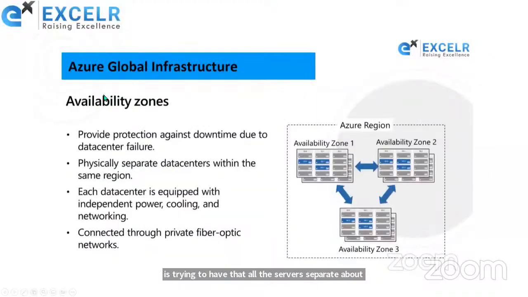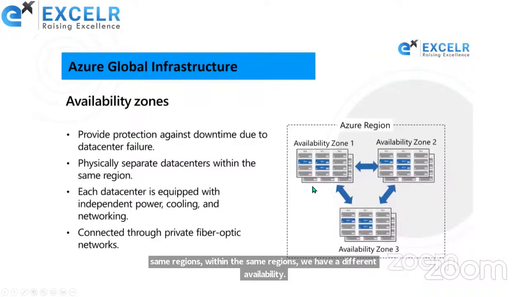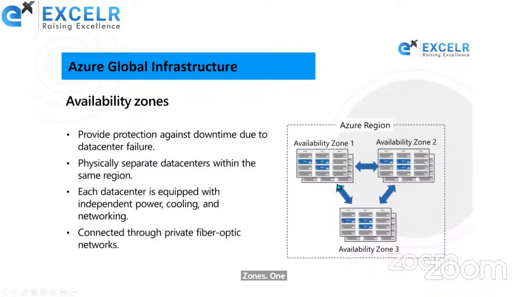And as I told you, coming to the availability zones, a zone is nothing but data centers. It provides protection against downtime due to data center failures. They are physically separate data centers within the same region. Within the same region, we have different availability zones, correct? One location is divided into separate availability zones so that they act as backup options. If there is an issue with one availability zone, then data can be backed up to the other availability zones as part of disaster recovery.